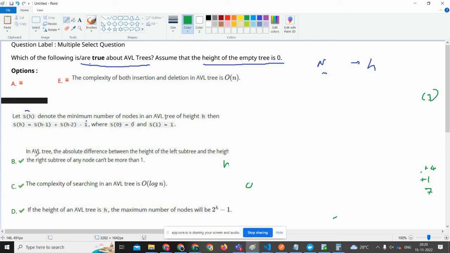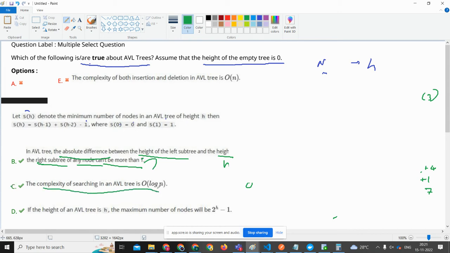In an AVL tree, the absolute difference between the height of the left subtree and the height of the right subtree of any node can't be more than 1. That's correct, right? They are saying the absolute difference. I think everyone is okay with this, right, guys? Any doubts in this? No, I don't think there's a doubt. Fine. So what about the third option?